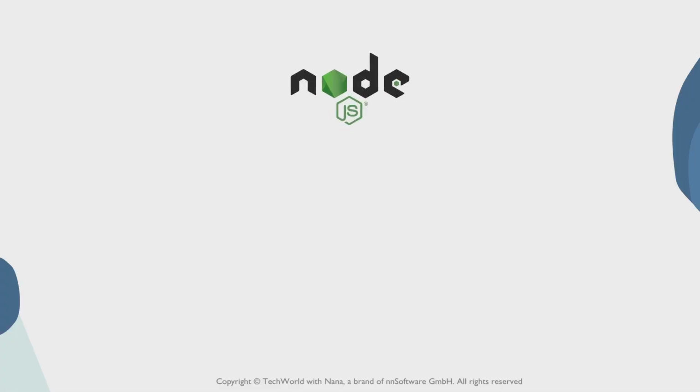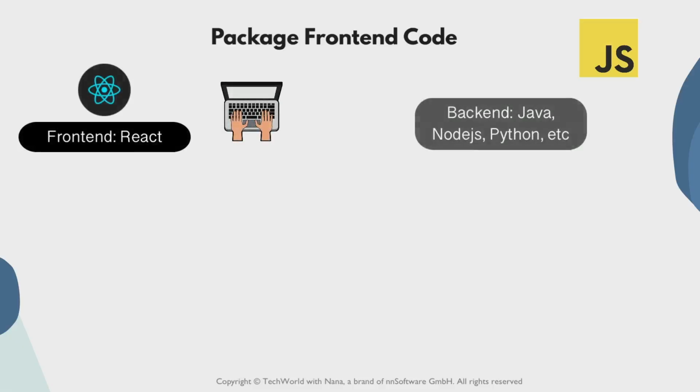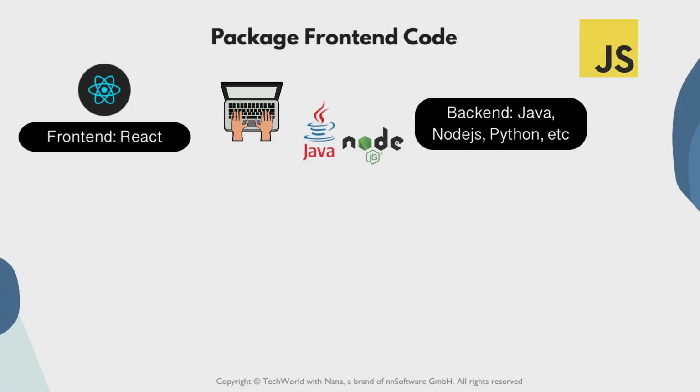Now, this was an example for backend JavaScript code. So if you're developing with a Node.js application, for example. But what about the front-end JavaScript code? Like, let's say we're developing an application with React, and in the backend we can either have Java or Node.js, or maybe some other programming language even.